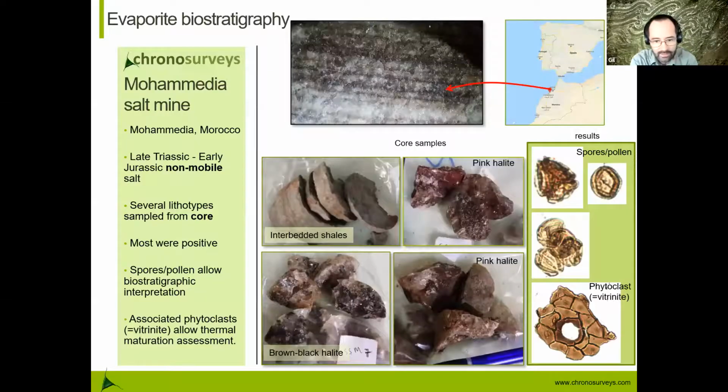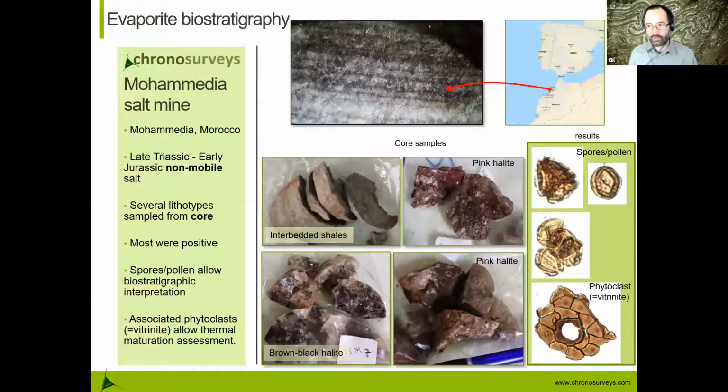The second work that we did, we got some samples from this salt mine in Morocco. In this case, these were not direct mine samples, but from wells that were drilled in the mine or nearby the mine. So we had basically core samples, different types of lithologies: interbedded shales, pinkish halite, brown, black halite. Most of the samples were positive.